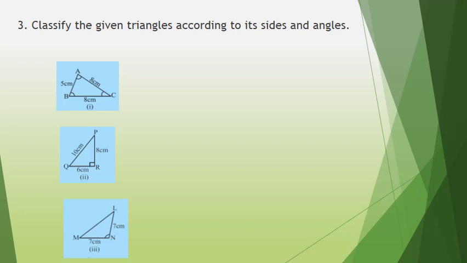Similarly, in the third figure, two sides are of the same measure. So, on the basis of sides, triangle LMN is called an isosceles triangle. And look at the angles. Here one angle is marked, that is an obtuse angle. So according to the angles, we can call triangle LMN an obtuse angled triangle.